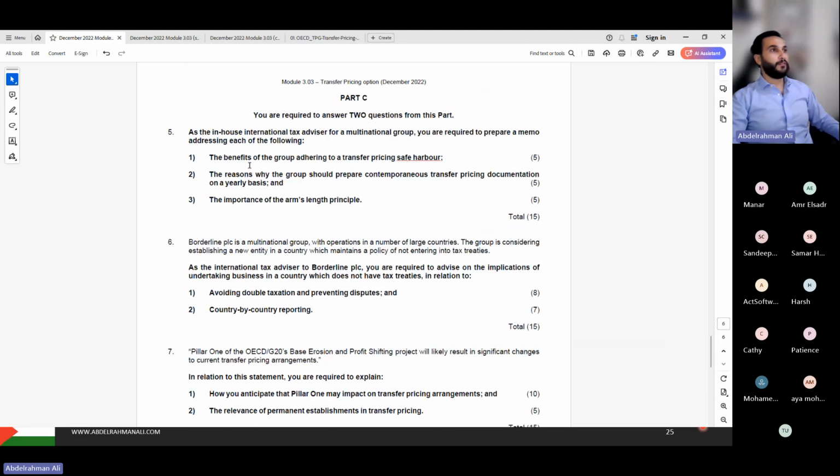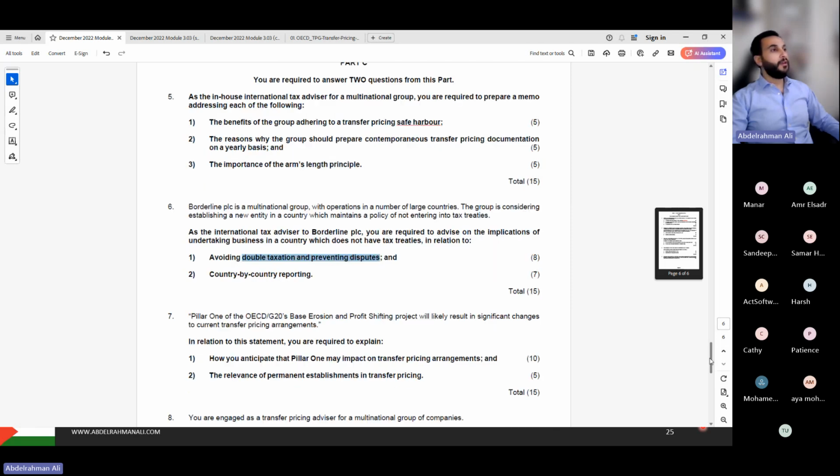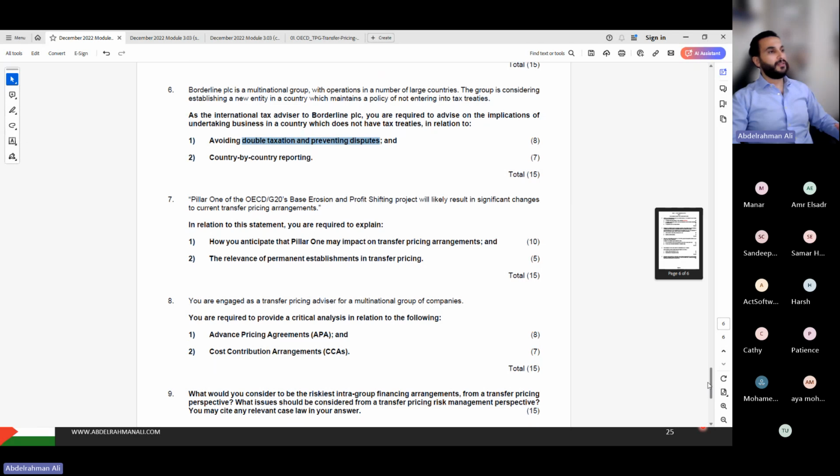Question number 5 is asking you about transfer pricing safe harbors. It's asking you about contemporaneous transfer pricing documentation and the importance of the ALP. Question number 6 is asking you about CBC reporting, CBCR, and about the avoidance of double taxation and the prevention of disputes. So if I feel okay with these 2 subjects, I do not read more. If you feel very strong with those subjects, you may, for curiosity's sake, read the rest.